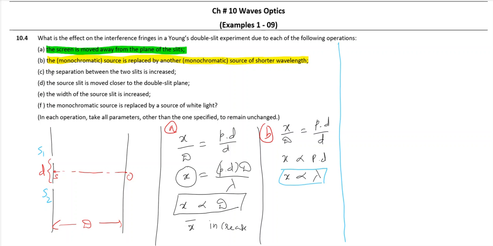Going to the third one, the separation between the two slits is increased. Again, the same formula will help us. I am not writing it again. Go to this formula again. Which parameter are we changing now? We are changing d. And what is the relation? X is proportional to 1 by d. So the separation between the two slits is increased. If you increase d, X will decrease. X will decrease means fringes will be more crowded. Fringe width will decrease. Fringes will be more crowded. Next one.